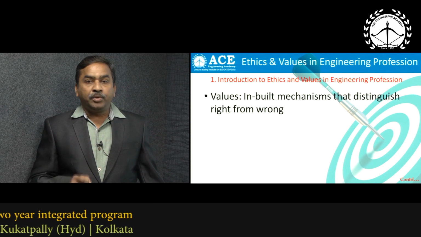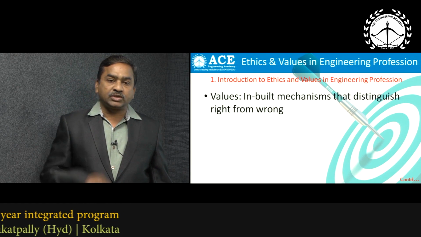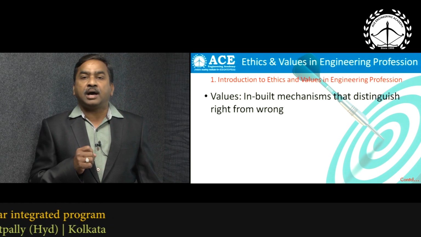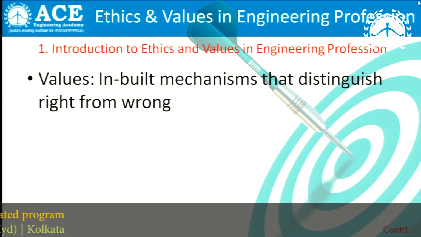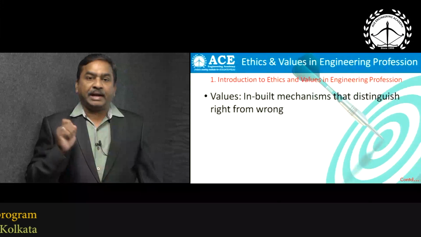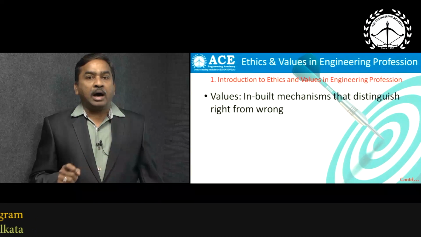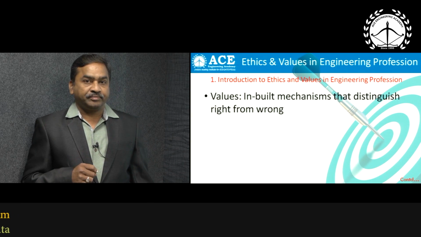Values are inbuilt mechanisms. We are born with these qualities. Examples of values are: do good to others, do not harm others, don't tell lies, and kinds of things like that. They help us in discriminating what is good and what is bad. They are also applied on ourselves.